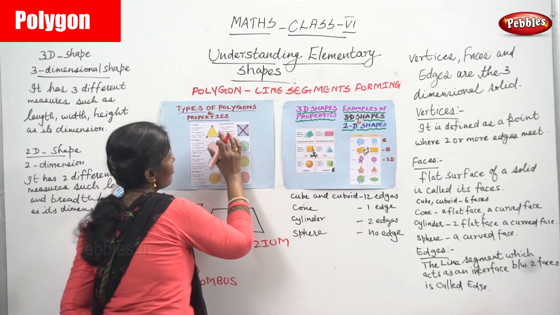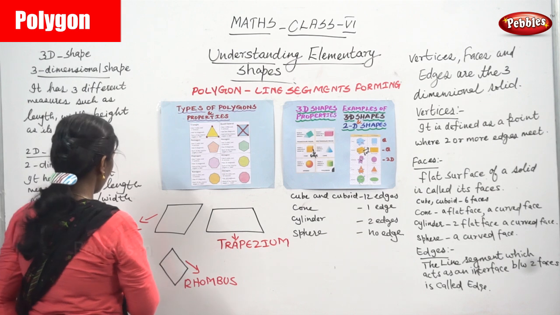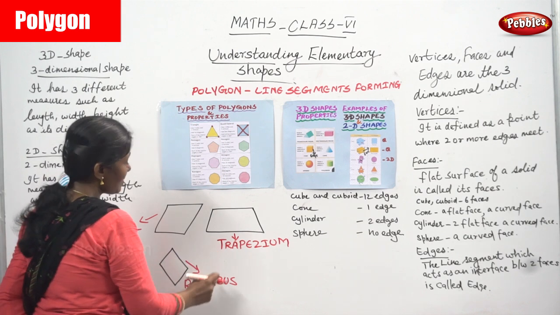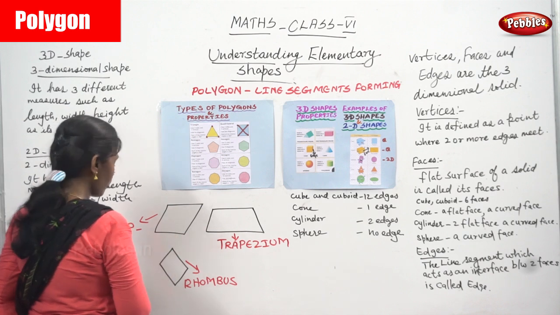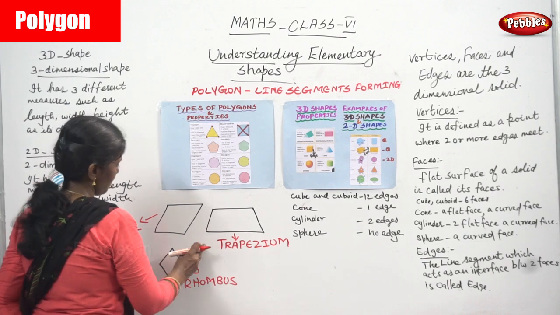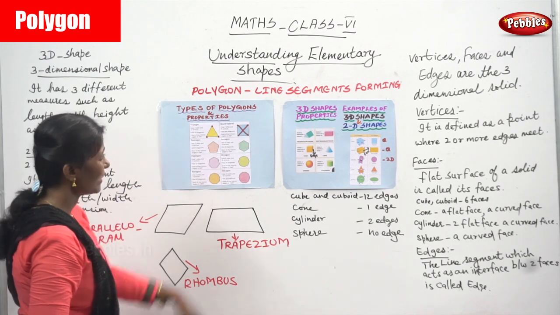And quadrilateral means we have some more quadrilaterals we have seen. One is a parallelogram, and another one is a trapezium, and another one is a rhombus. These are some more examples of quadrilaterals. Parallelogram and trapezium and rhombus. These are some more examples of quadrilaterals.